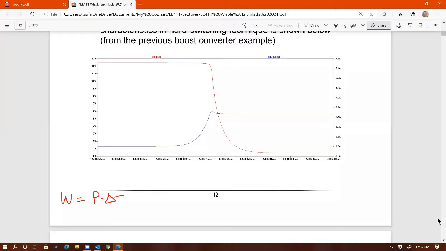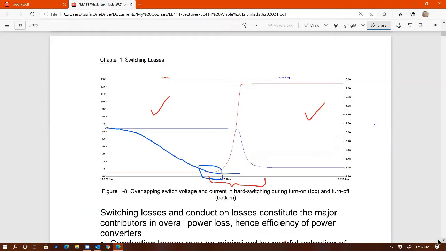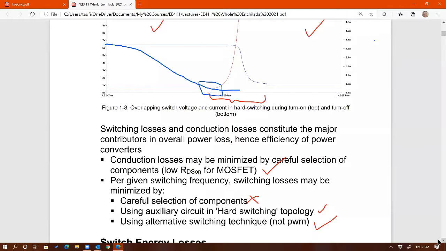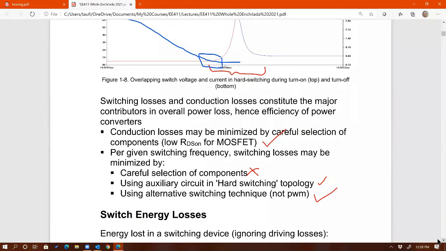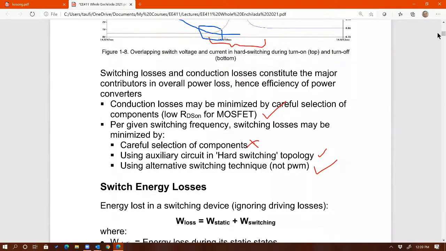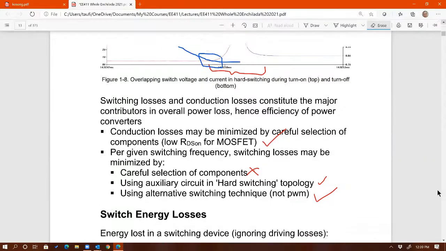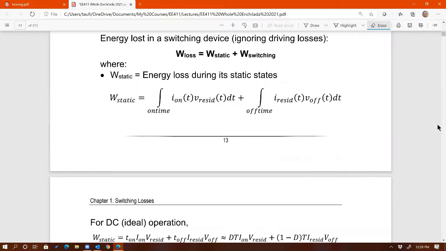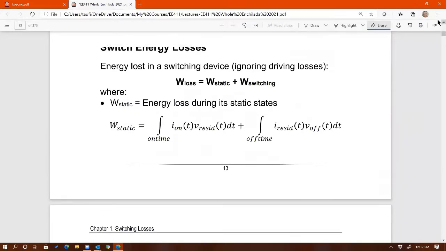KVL, KCL. That's another thing I like about power electronics. When you do the analysis of power electronics, all you need is KVL and KCL. Right? No fancy, complex theory that you learn in previous classes to analyze power electronics. You just need KCL, KVL, C dV/dt, L dI/dt. Right? Mostly that's it. All right.